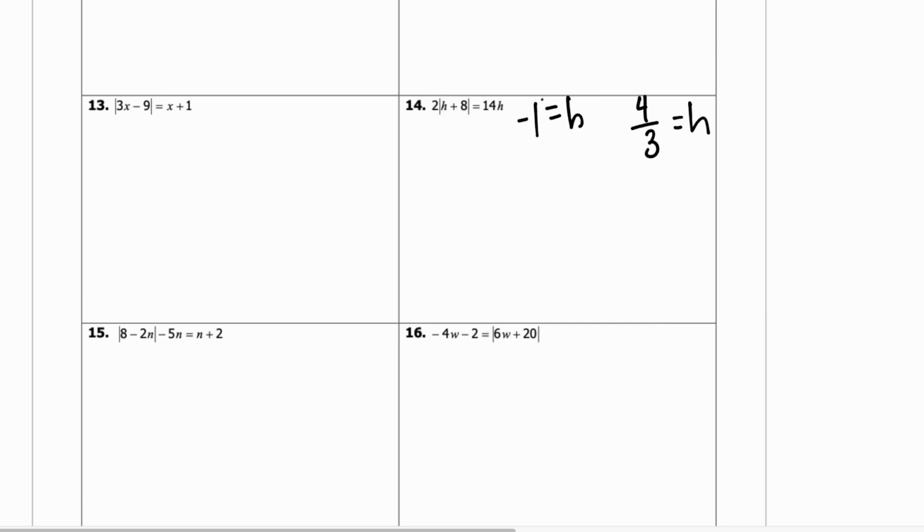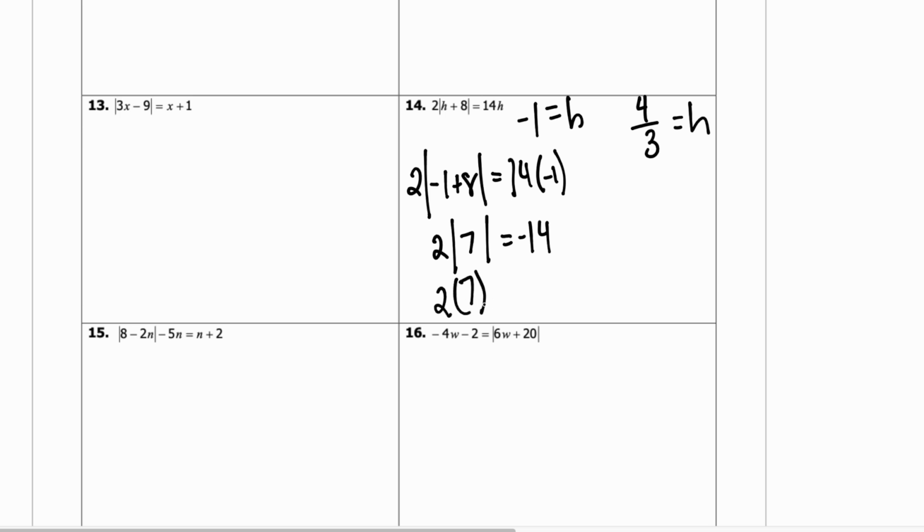Okay, so we think that the first one is negative 1, so let's go ahead and plug it in. So I have 2 times the absolute value of negative 1 plus 8 equals 14. And we have another h, so we need to plug in negative 1 on this side as well. So 14 times negative 1 is negative 14. Then we have negative 1 plus 8 is the absolute value of 7. And the absolute value of 7 is going to be 7. And 7 times 2 is 14.